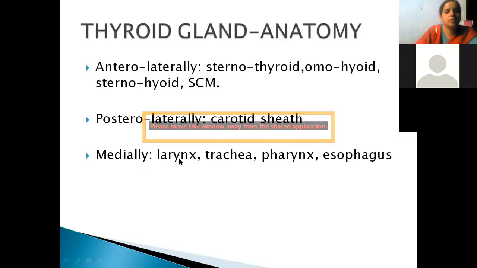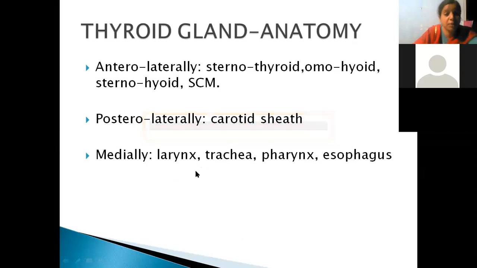Ma'am, those names are required, ma'am? Oh yeah, 100% required.